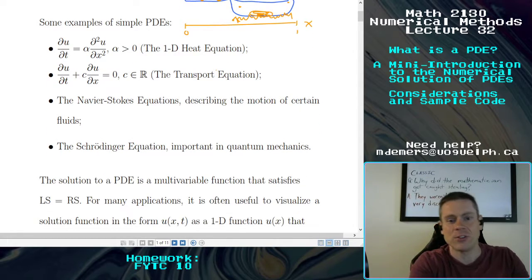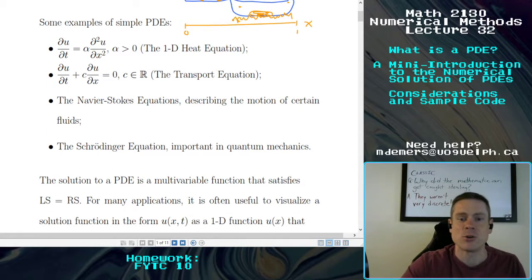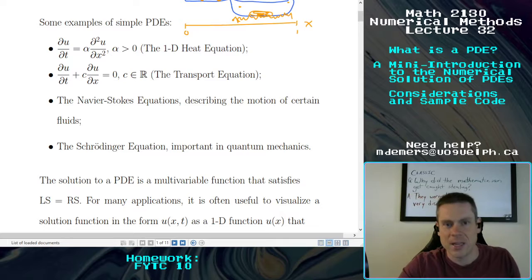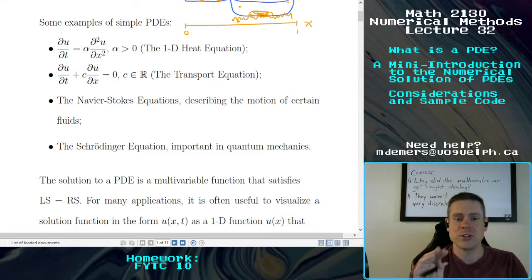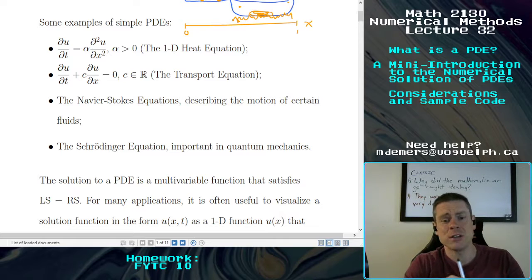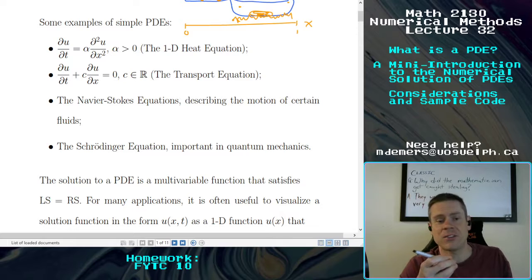There's the Navier-Stokes equations describing the motion of certain fluids, the Schrödinger equation, important in quantum mechanics, and so many others. You can look some up if you like, and some of them get pretty complicated. But as with every differential equation, the solution is going to be a function that satisfies left side equals right side. It just so happens that with PDEs, those solutions are multivariable functions.